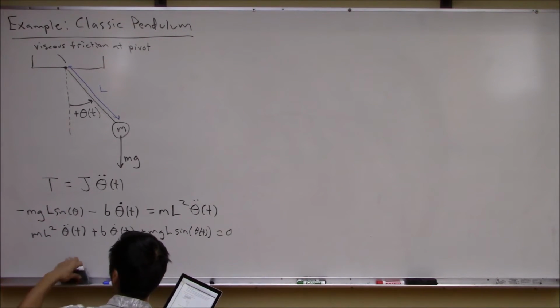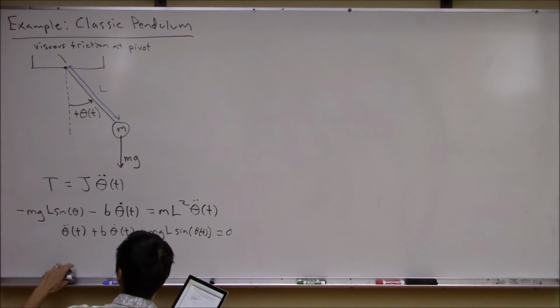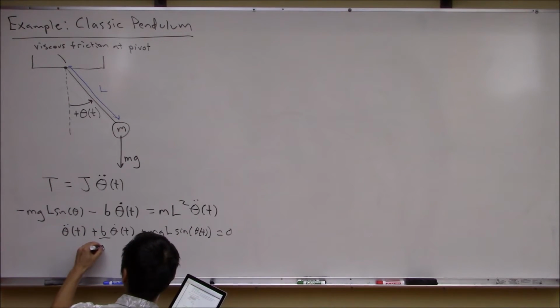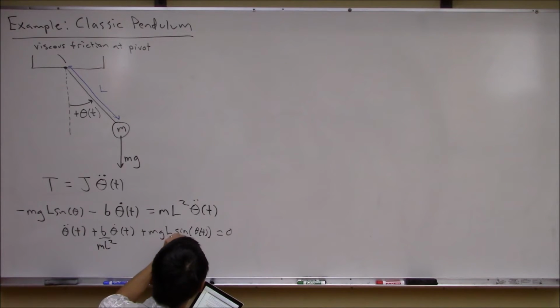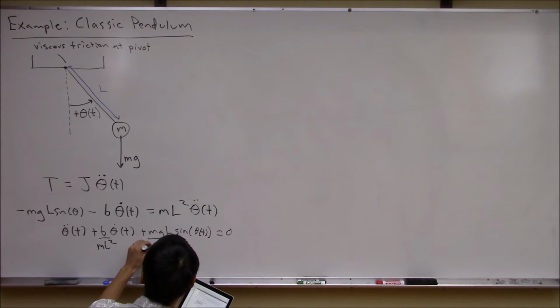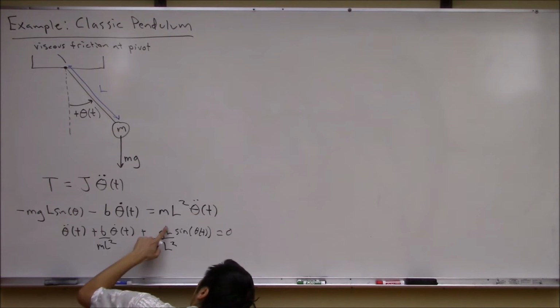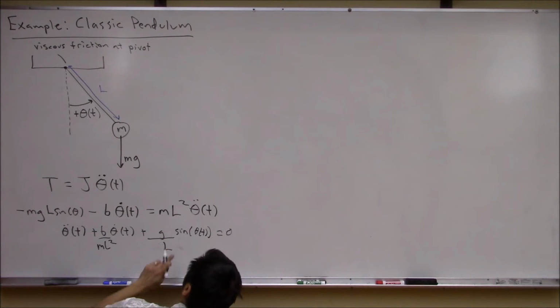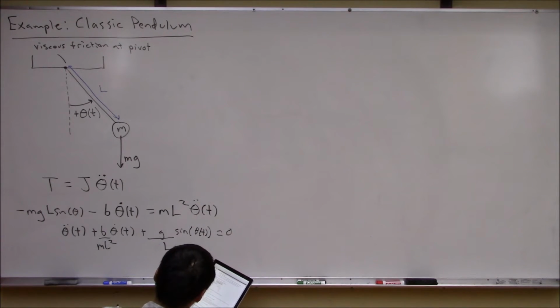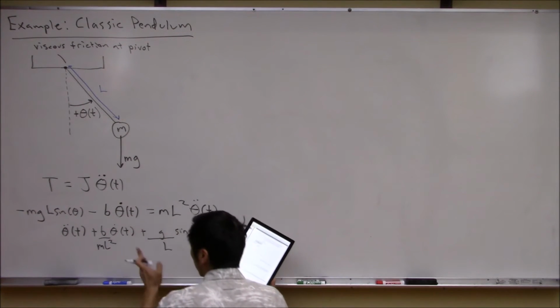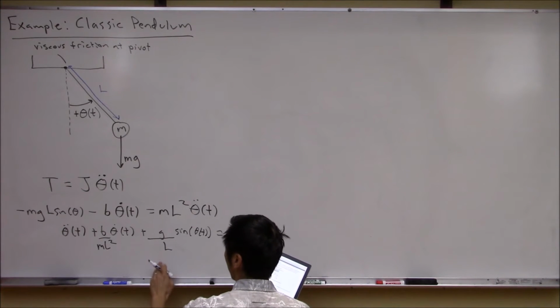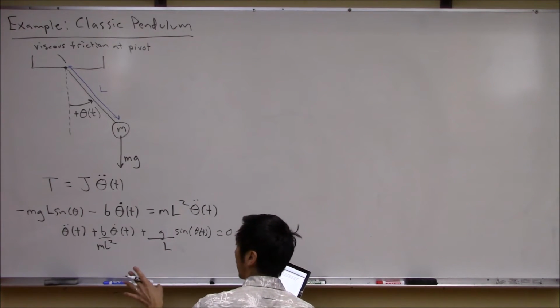So basically this goes away, this becomes a 1. This is all of this over mL squared, and then this is all of this over mL squared. So this m is going to cancel with this m, and this L is going to get one of these L's gone. So I think we're going to end up with something like this. Would everyone agree? So this thing right here is a second order differential equation, right?